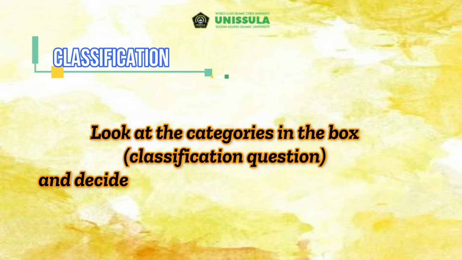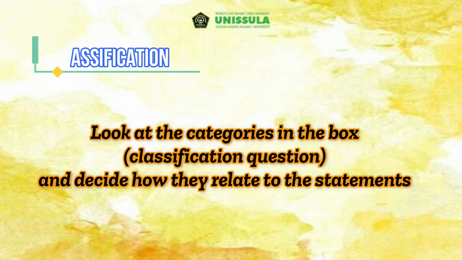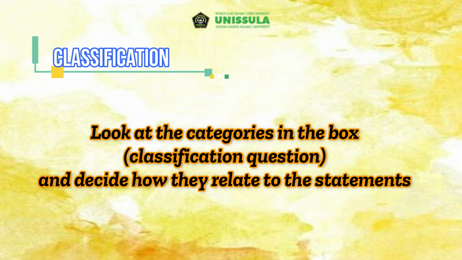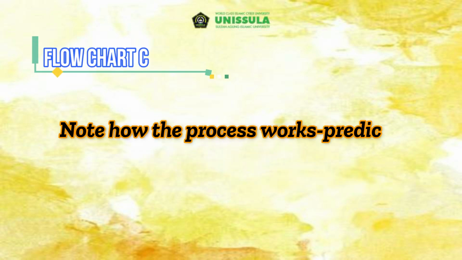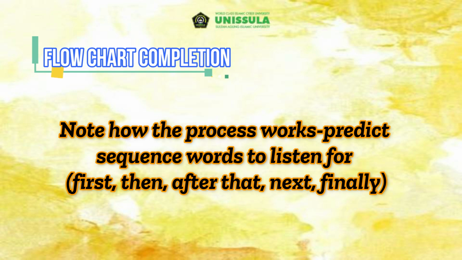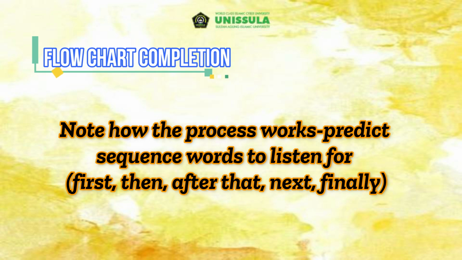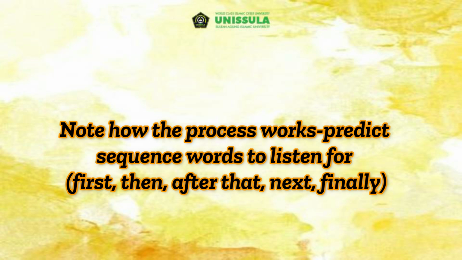And then for exercises for the classification, what should you do? You should look at the categories in the box, classification question, and decide how they relate to the statements. For the exercises flowchart completion, what should you do? For this kind of test, you should note how the process works, predict sequence words to listen for, in the bracket: first, then, after that, next, finally, and so on.